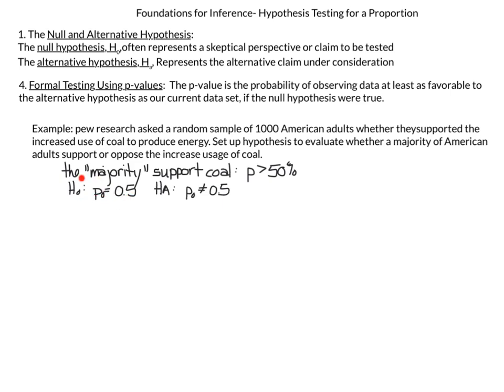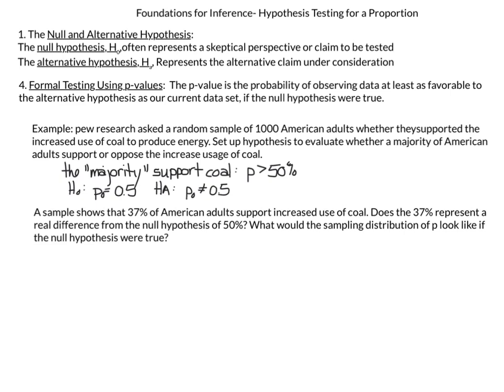So our H naught is going to be that people are equally divided. There's no for or against, just P naught is equal to 50%. So the more interesting hypothesis, or the alternative hypothesis, is going to be that P naught is not 50%. In other words, the majority either oppose or support.